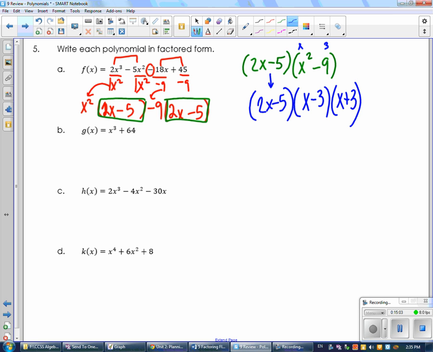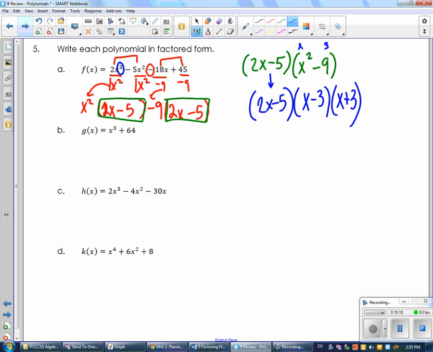So in completely factored form, I've got 2x minus 5 times the quantity x minus 3 times the quantity x plus 3. I have 3 factors of x, which corresponds to my degree of 3. And so I'm done. Letter B.